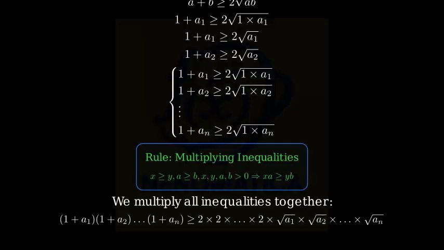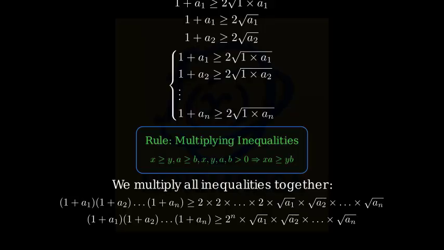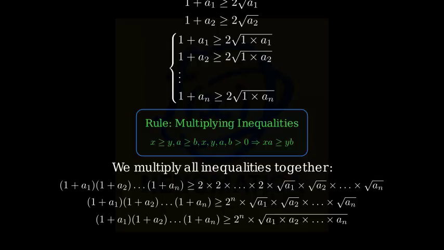Now, let's simplify the right side of our inequality. The product of n factors of 2 can be written as 2 to the power of n, and the product of the square roots can be written as the square root of the product of all the a's.